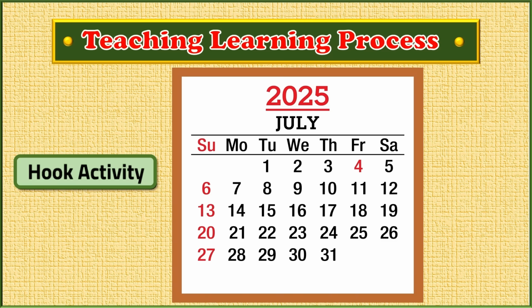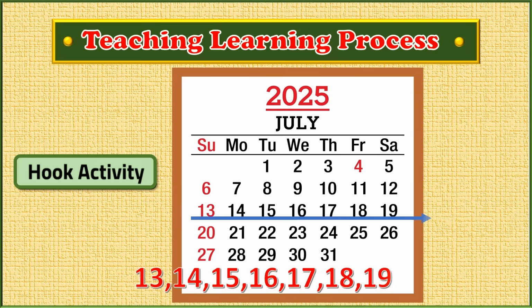Now I have taken a calendar of the July month and drawn a diagonal line from top left to bottom right. Look at the numbers. We will see a pattern. Now draw a horizontal line across any row. The numbers also follow a sequence: 13, 14, 15, 16, 17, 18, 19.